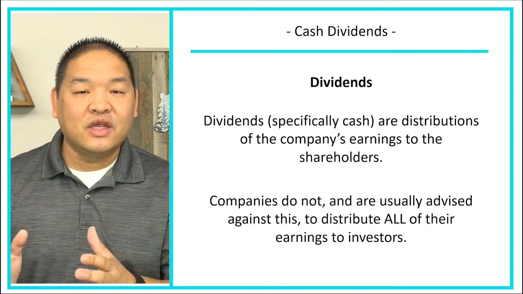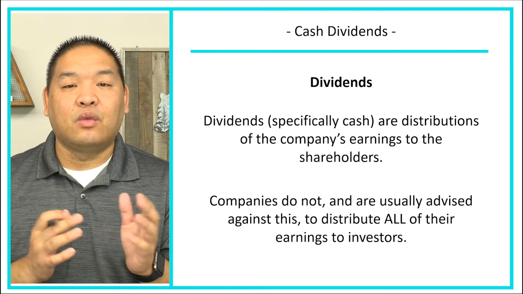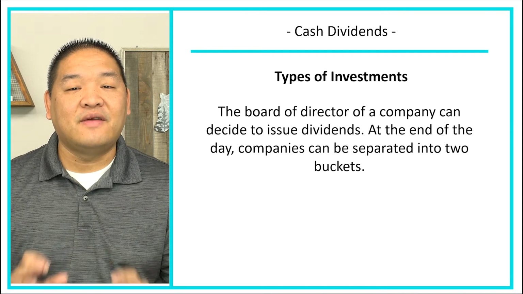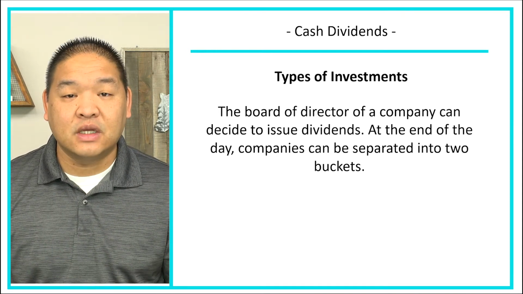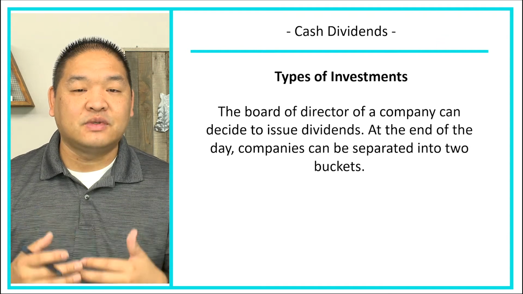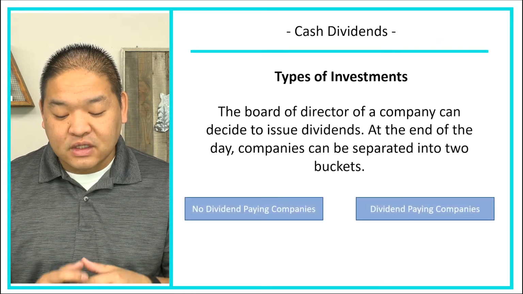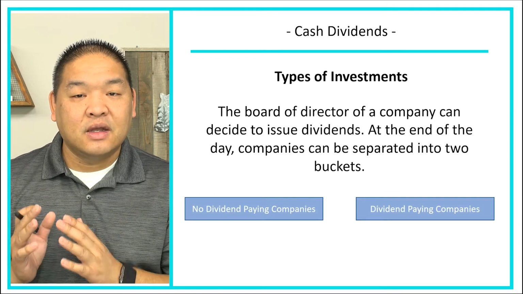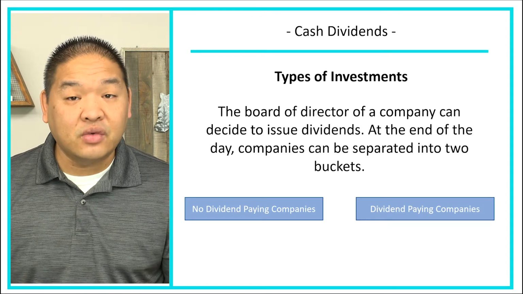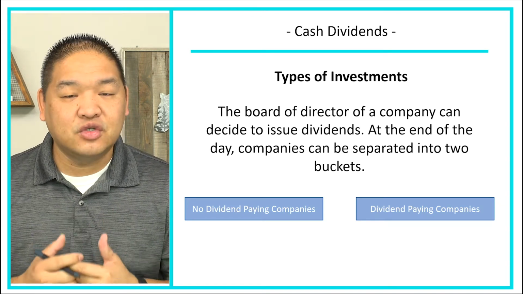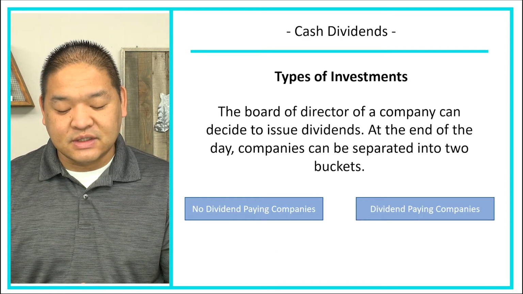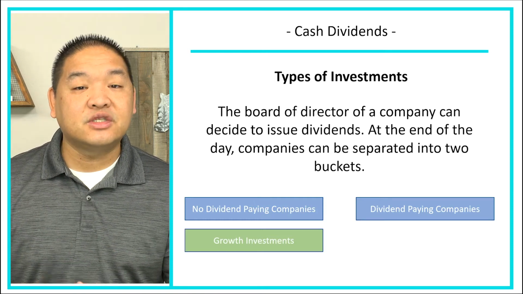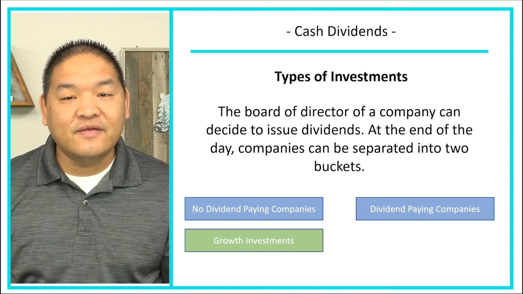So you're never really going to see a company that issues more dividends than what they've earned. And that's a good thing. When we talk about dividends and investments, there really are two types of investments from a dividend perspective. The first type are non-dividend paying companies. These are companies that don't pay a dividend. They are known not to pay a dividend, and there's no expectation in the future they will pay one. These types of companies are called growth investments. The reason they're called growth investments is they're literally taking all of their earnings and reinvesting in their company.